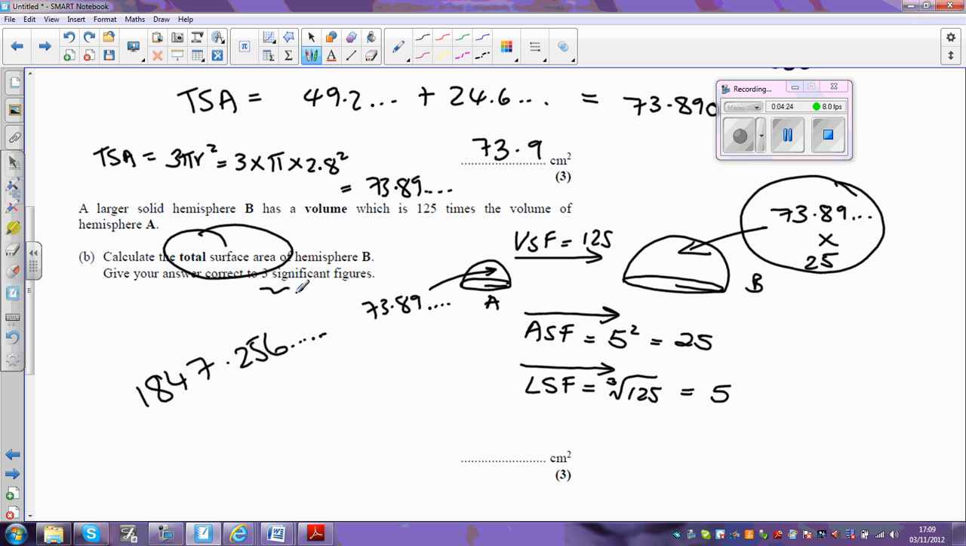Now we've got to round it to three significant figures, so I'm going to chop off after the 184. That 4 is going to have to round up to 5, so it's going to be 185, but I have to slot in that 0 to keep the number approximately the right size, which means the total surface area of the larger hemisphere, hemisphere B, is going to be 1,850 centimeters squared.